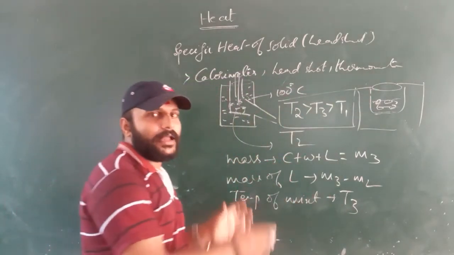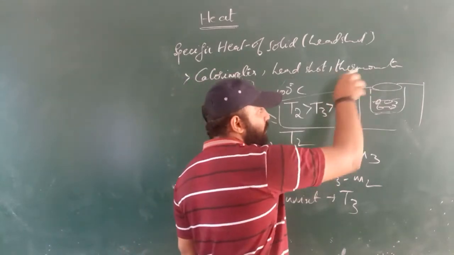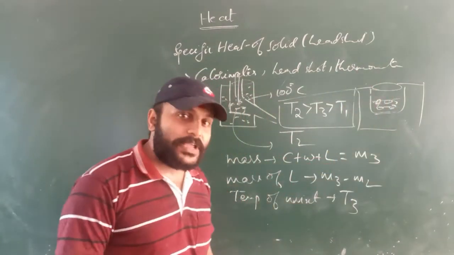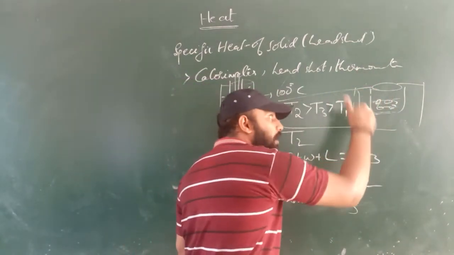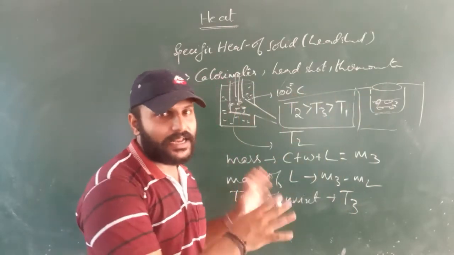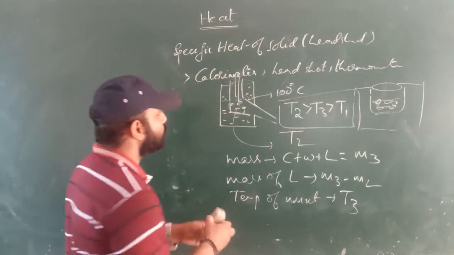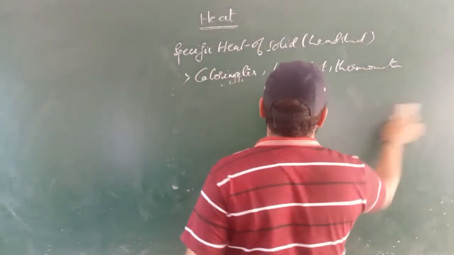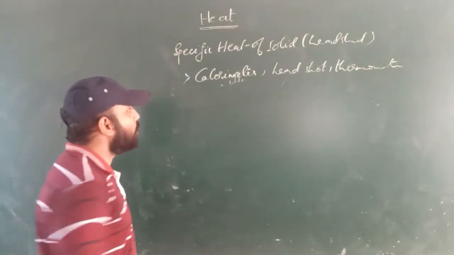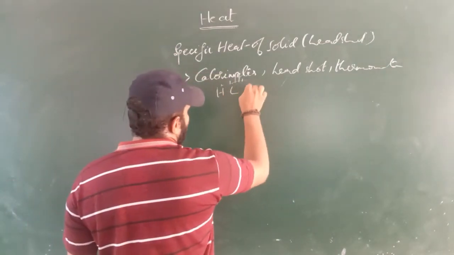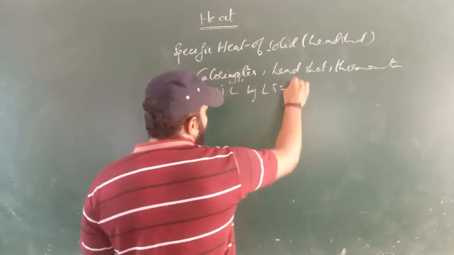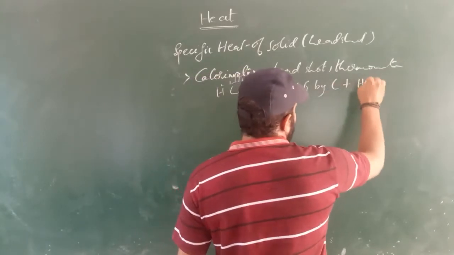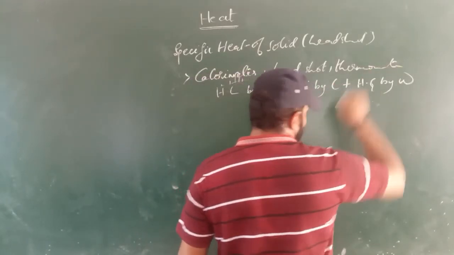So here what we can write: heat lost by the lead shot. We are adding this lead shot into the calorimeter, so heat lost by the lead shot will be equal to the heat gained by the calorimeter plus the heat gained by the water. That is the relationship we are getting here.